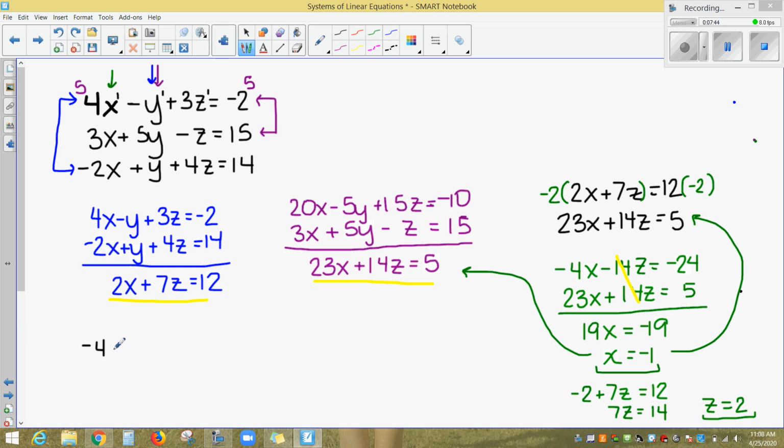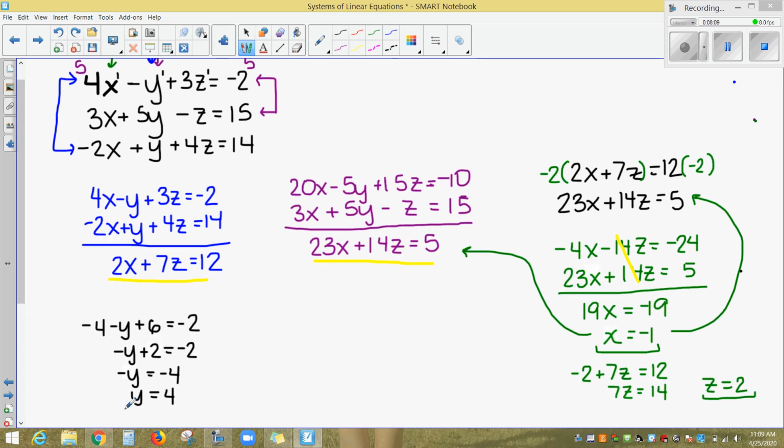So negative 4 minus y plus 3 times 2 equals negative 2. When we solve this for y, don't forget that when you subtract 2 from negative 2, you get negative 4, not a 0 there. So y is equal to positive 4.